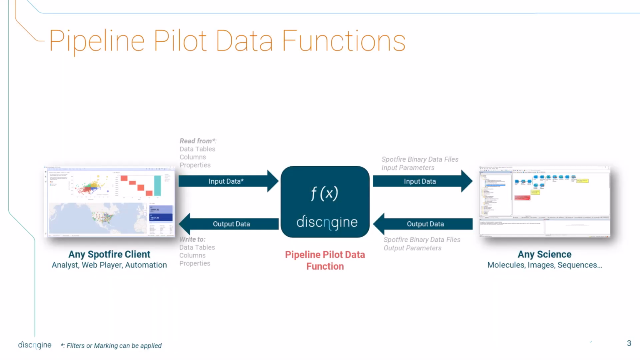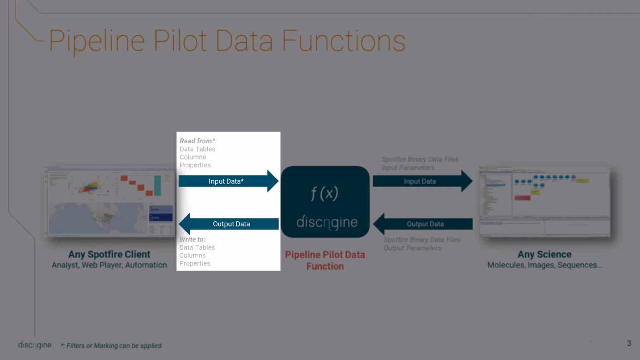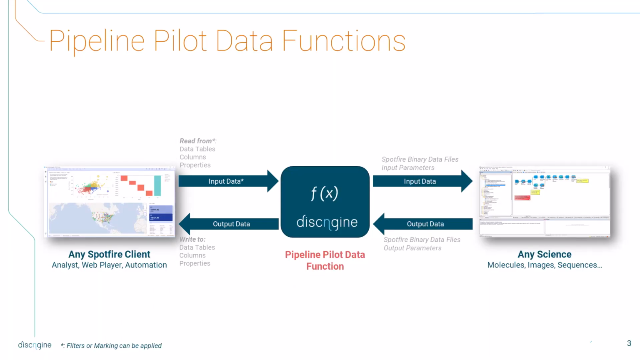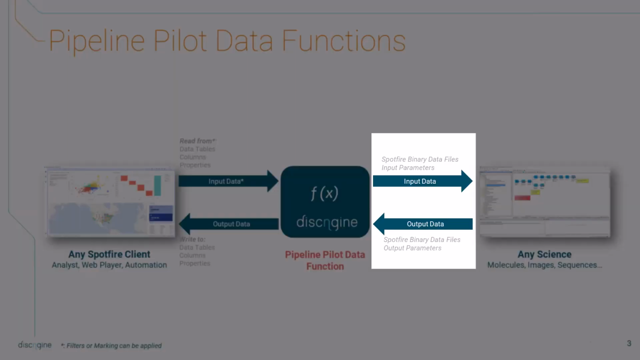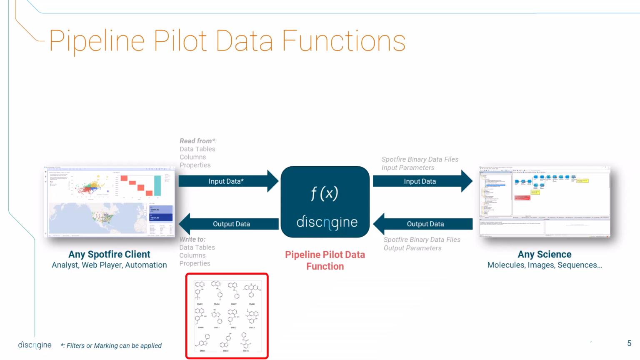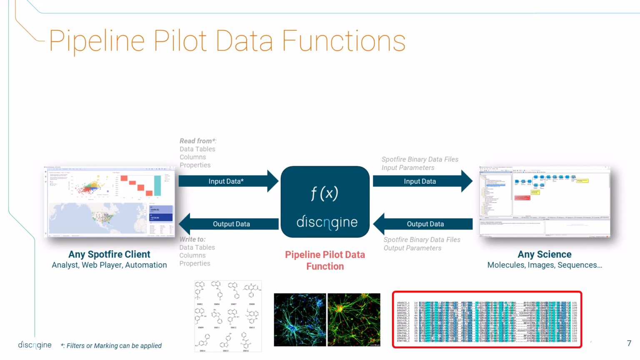Discngine has created an extension of the data functions to expose an easy-to-use, bidirectional, data integration mechanism between a Spotfire document and pipeline pilot protocols. Pipeline pilot data functions can read from and write into Spotfire documents' data tables, data columns, or document properties. The data flow between the data function and pipeline pilot protocols uses Spotfire binary data files to preserve binary data types like molecules, images, or biological sequences.